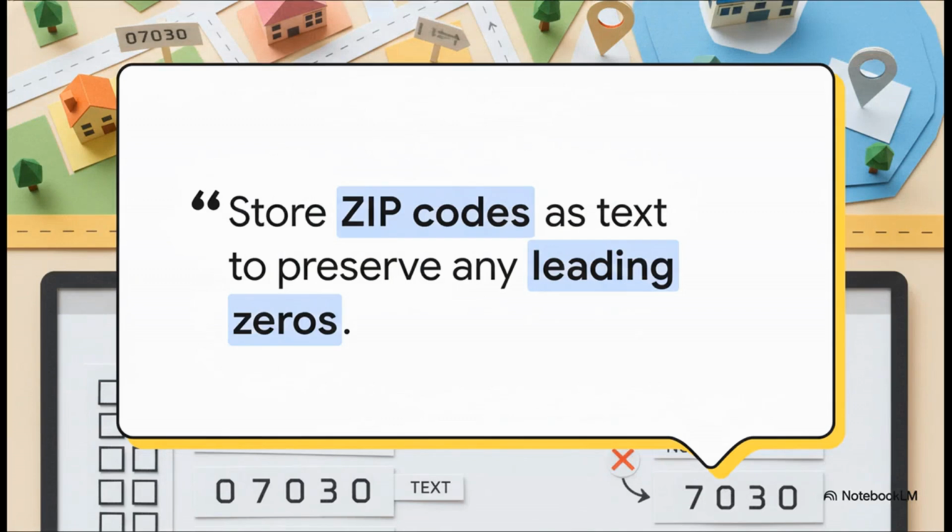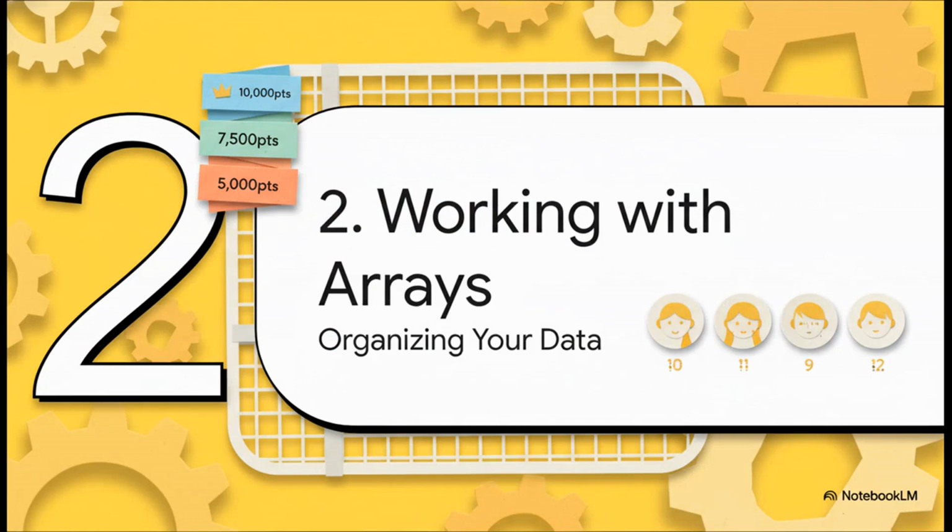And get this, here's a perfect real-world example of why this is so important. If you try to store a zip code like 07030 as a number, the computer will just drop that leading 0 and see it as 7030, which is a completely different place. But if you store it as text or a string, it keeps it exactly as you intended. See? Pretty crucial stuff.